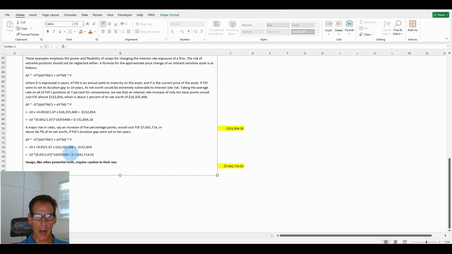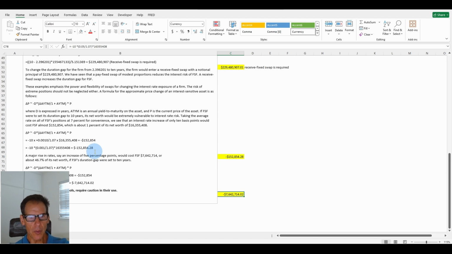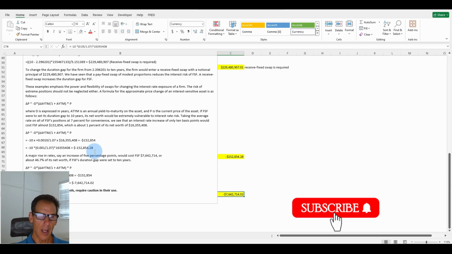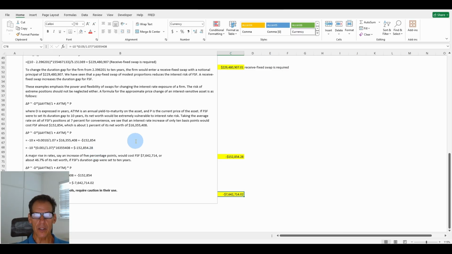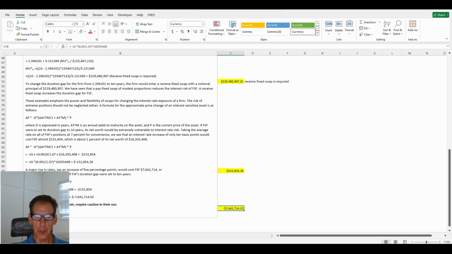Swaps, like other powerful tools, require caution in their use. Be extremely careful when a bank salesperson walks into your office and says, "Hey, FSF, we have this duration gap formula, and it's going to do wonders for your company." And you're going, well, sounds great, why don't we put it in place? And you didn't crunch these numbers. Well, swaps, like other powerful tools, require caution in their use.